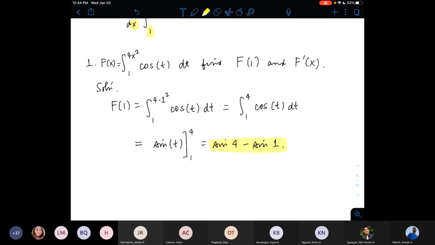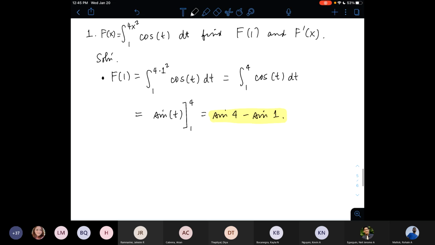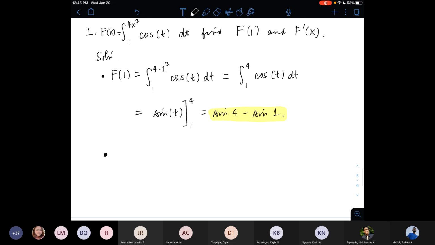So this first part of the solution is basically just plugging in x equals 1. But the second part is basically the application of the fundamental theorem, because for the second part, we need to find capital F prime of x. But F prime is simply the derivative of f. And big F is given to be the integral from 1 to 4x squared of cosine t dt.